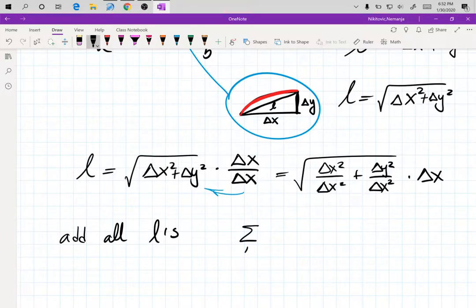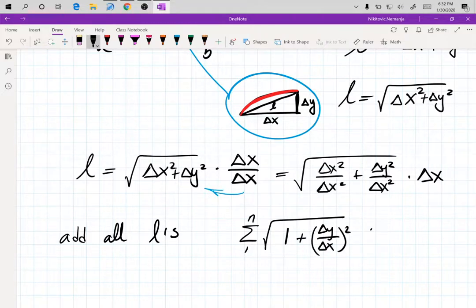summation 1 to n of the square root of delta x squared. Well, delta x squared, and delta x squared is just 1 plus, and then I have delta y over delta x, everything squared, and then delta x. And then because I want to add all, let me underline the word all, in orange, I'm going to also put the limit, because n goes to infinity.